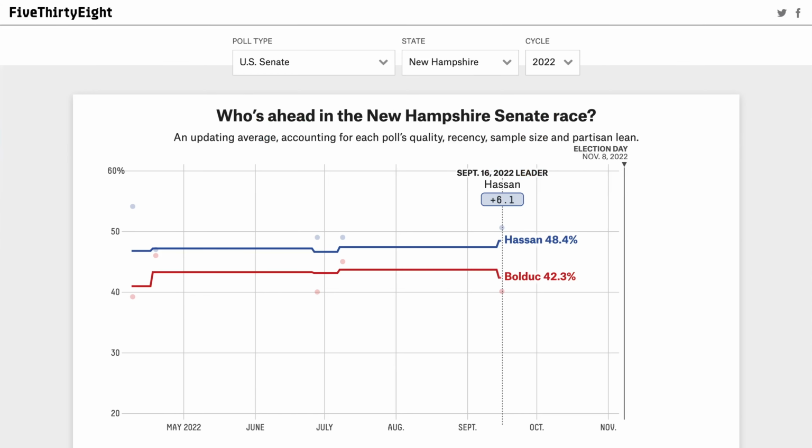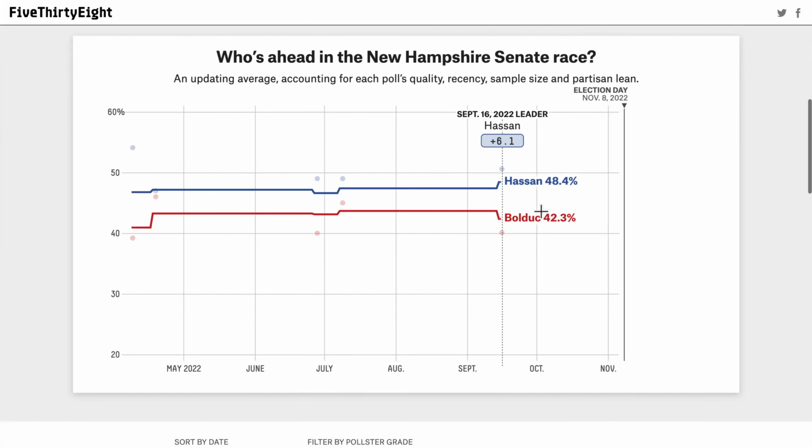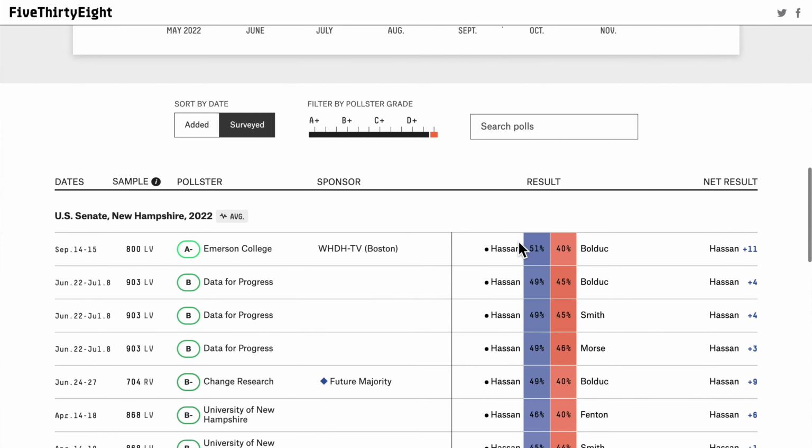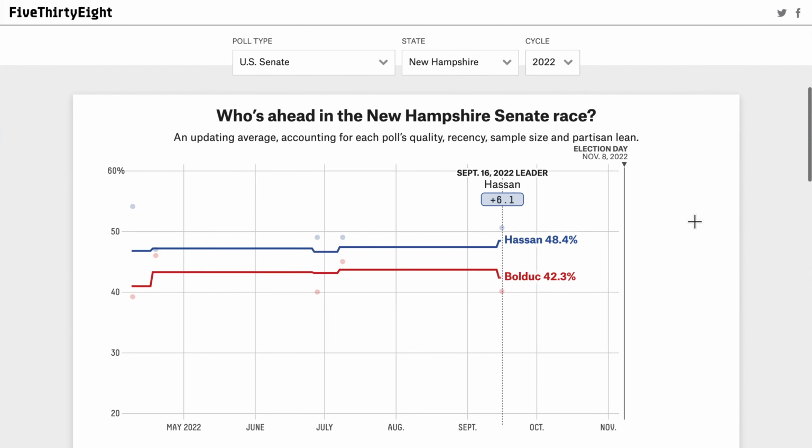The polling shows Hassan up by 6.1%, and the only poll released since both of these candidates won their nominations showed Hassan up by 11 points, and this poll was conducted by Emerson College, a pollster that does typically tend to favor Republicans, and they also did a governor poll with the same 800 likely voters, and Chris Sununu, the Republican governor, was up by 15 points in that poll. So Maggie Hassan is doing very well right now in her race.